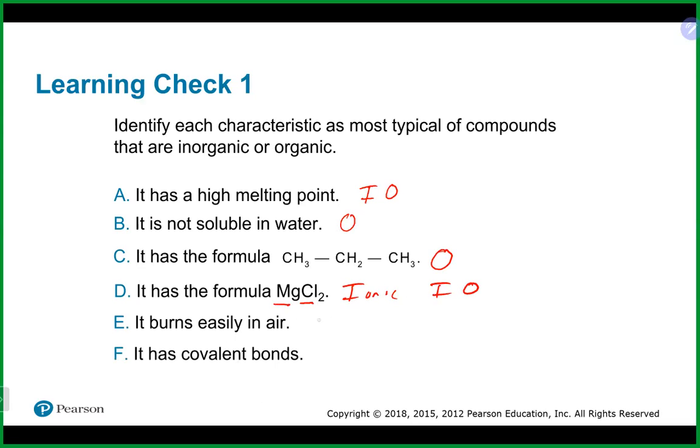It burns easily in air, that's going to be organic. It is the basis of combustion reactions that we talked about. So if you remember, an organic compound plus oxygen will make CO2 and water, which is a combustion reaction. Has covalent bonds, would also be organic. As inorganic, and our ionic compound obviously does not share electrons. Any questions on any of those there?